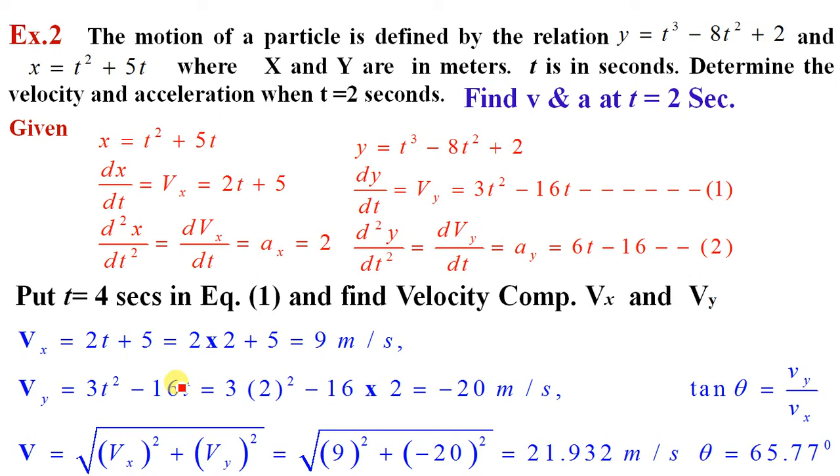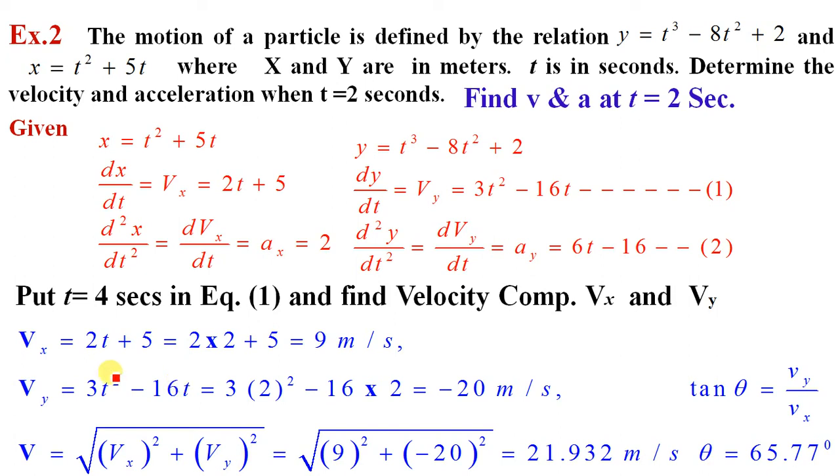The motion of a particle is defined by the relation y is equal to t cube minus 8t square plus 2 and x is equal to t square plus 5t, where x and y are in meters and t is in seconds. Determine the velocity and acceleration when t is equal to 2. We have to again find out velocity and acceleration at t is equal to 2 seconds. Again position is given, so x and y are given. Again find out the Vx and Vy by differentiating that equation.